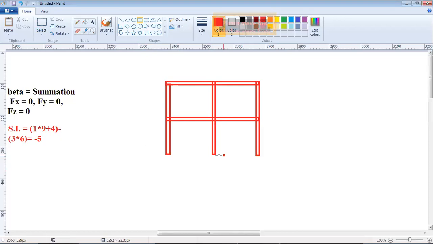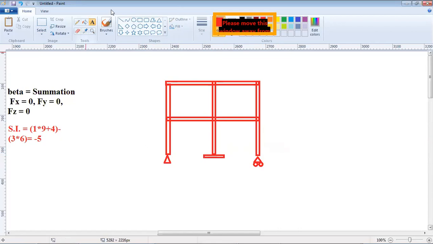One of the supports is fixed. Rest of the two supports, let this one be a roller support, and this is a hinge support. The middle one is the fixed support.